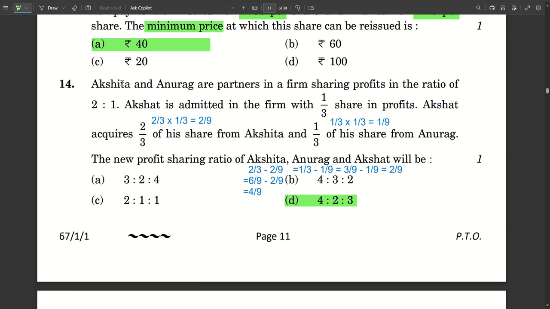Let's move on to the next one. Akshita and Anurag are partners and they have admitted Akshat in the firm for one-third share, which he is taking two-third from Akshita and one-third from Anurag.